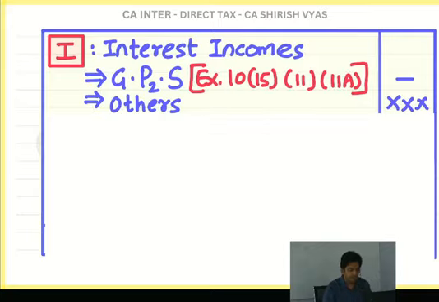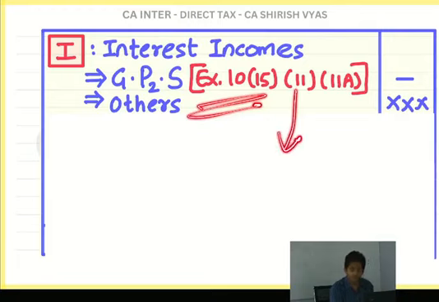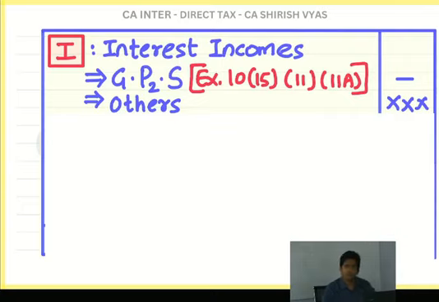So see, 10(15) had two things, gold bonds and POSBA. 10(11) PPF, 10(11A) Sukanya Samriddhi account. All are investments of government; you invest here, interest income is exempt. See how to remember this: Gold bonds, POSBA, PPF, Sukanya. You have to make a rhythm of it. Gold bonds, POSBA, PPF, Sukanya.